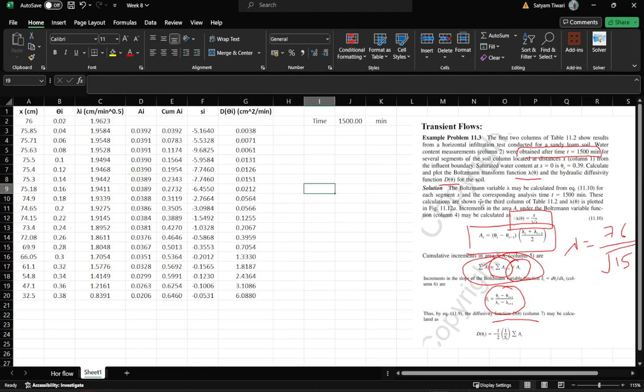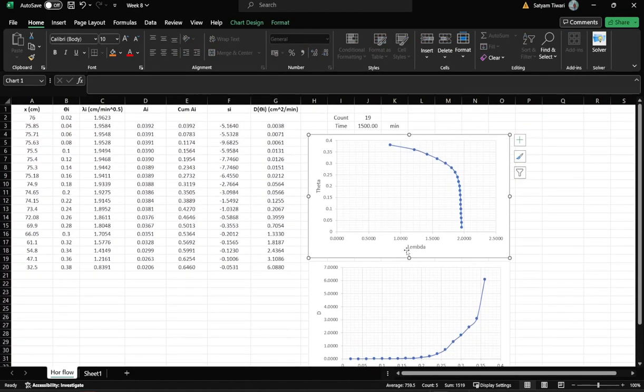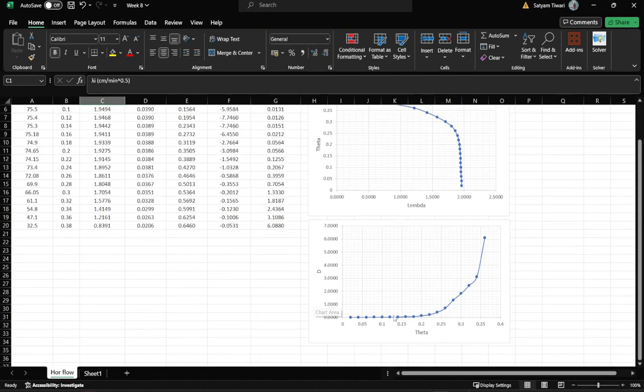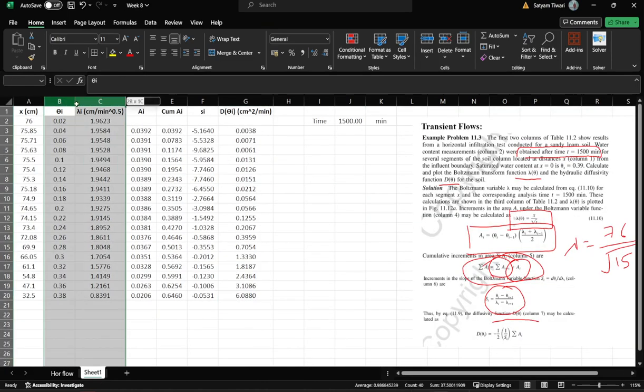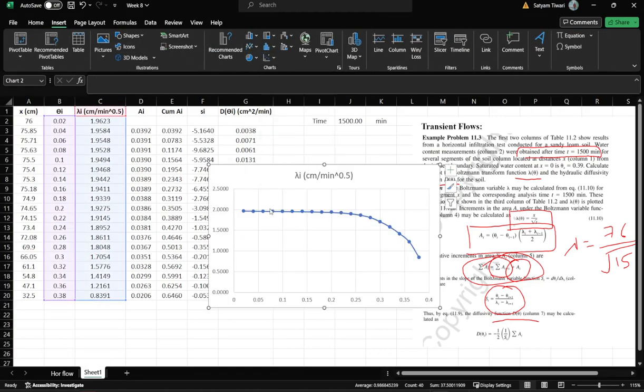So if we move further, then we needed to calculate and plot the Boltzmann transformation function, that is lambda, and the hydraulic diffusivity function D theta of the soil. So to see how these values are changing, we can make two plots. The first one is the theta versus lambda plot, and the second one is the diffusivity versus theta plot. So here we'll make two plots. The first one is theta versus lambda. So let's see how it looks, and we plot like that.